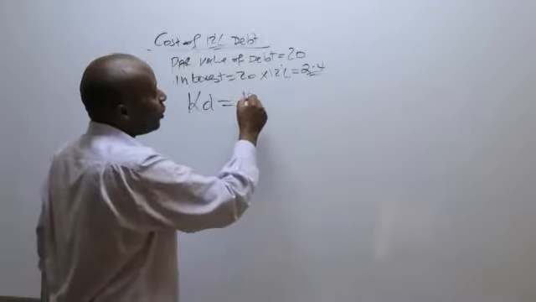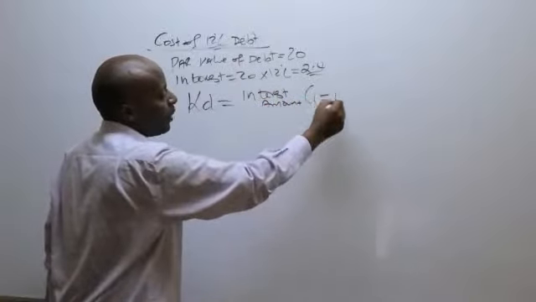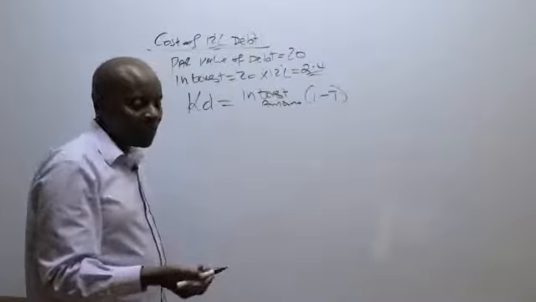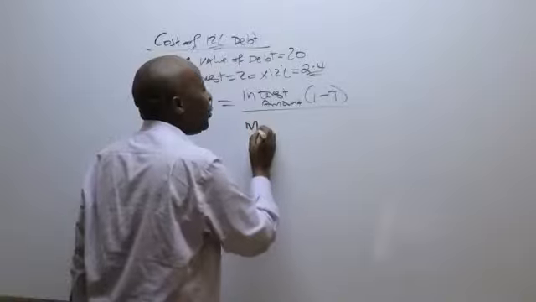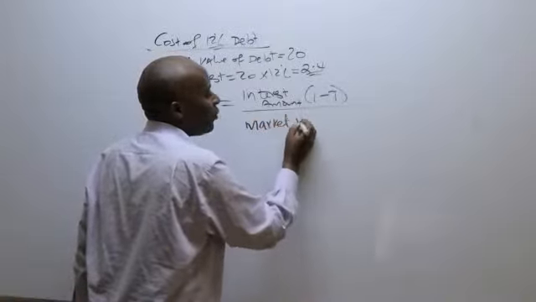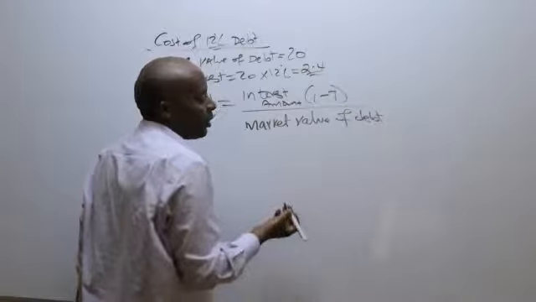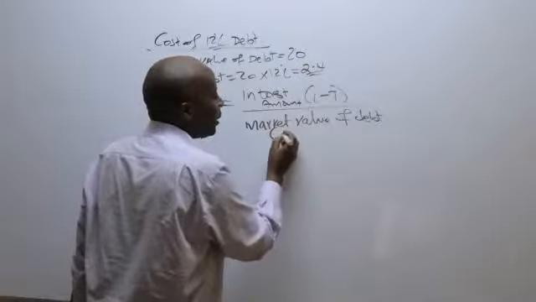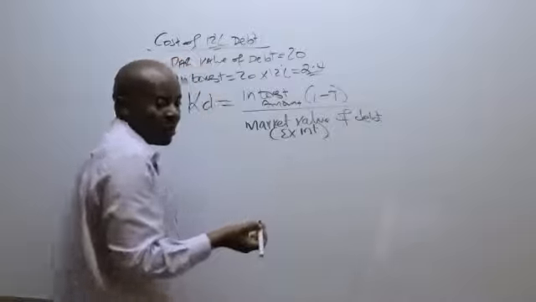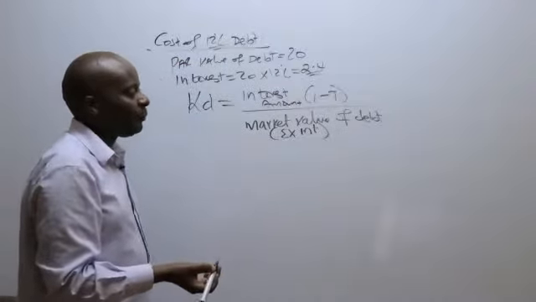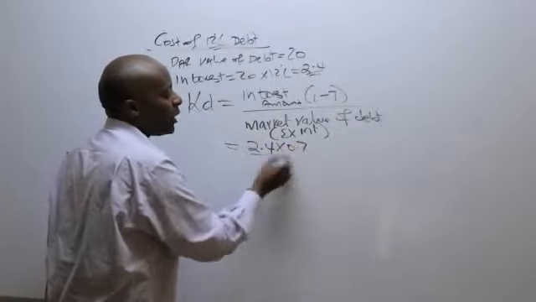KD should be equal to the interest amount that I have into 1 minus tax, because remember, interest, unlike dividends, is normally tax allowable, all over the market value of the debt instrument. Again, remember that this market value must be like the ex-div. In this case, we talk of ex-interest. So the interest amount that you have given me is 2.4 times 0.7.